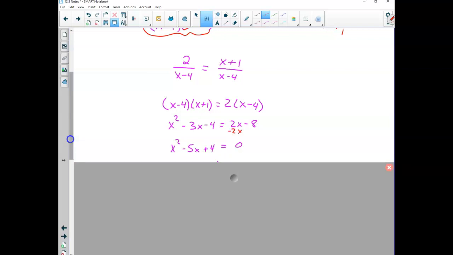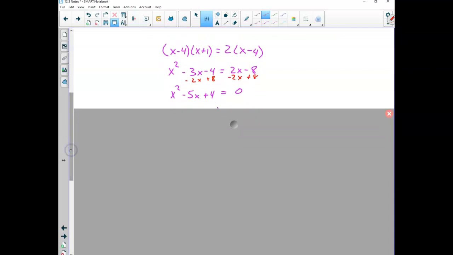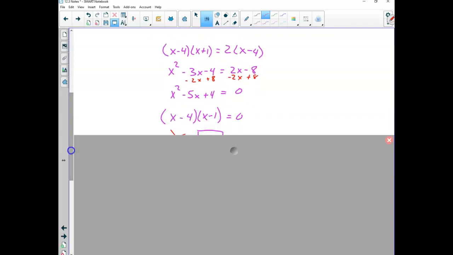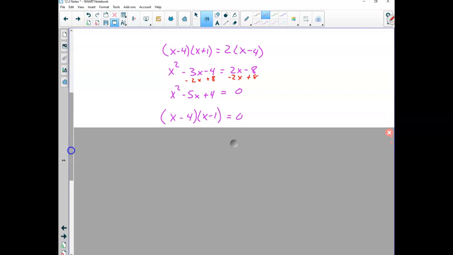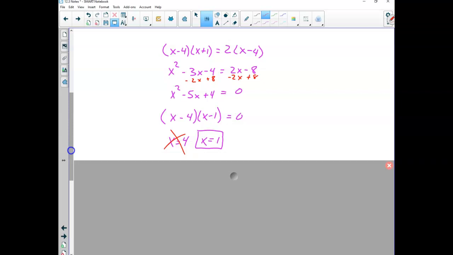So I subtracted my 2x from here, and I added my 8 over here, and I ended up getting x squared minus 5x plus 4 equals 0. How do we solve quadratics? We factor them if we can, and it's x minus 4 times x minus 1, which means when x equals 4 and when x equals 1, I should have a solution.